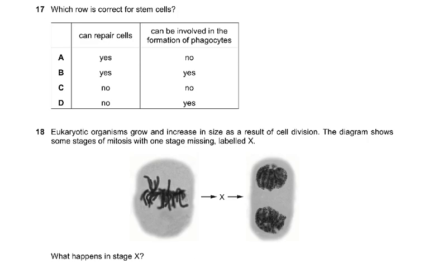Question number 17. Which row is correct for stem cells? They cannot repair cells. I always tell you when I'm teaching you this, cells cannot be repaired. Tissues can be repaired. So it has to be a no. And for 17, the answer is D. Can be involved in the formation of phagocytes. Yes, stem cells in the bone marrow will result in the formation of white blood cells, or phagocytes or lymphocytes. So the answer is D.